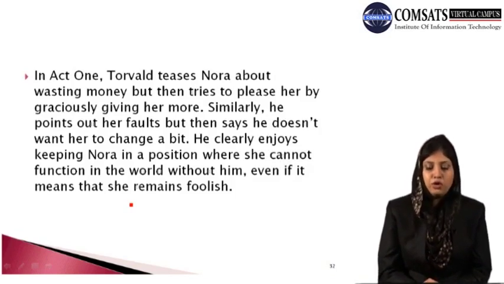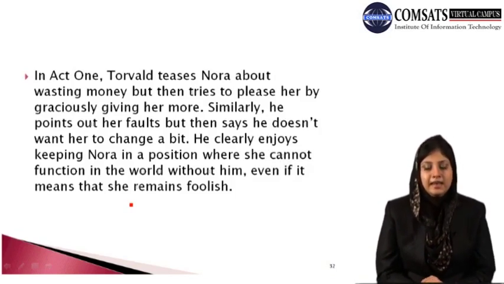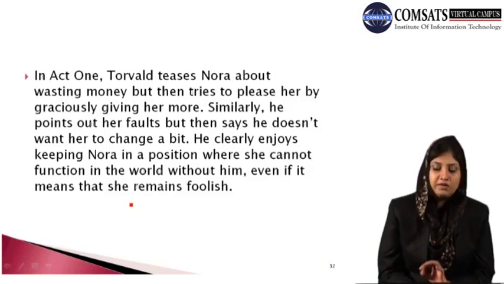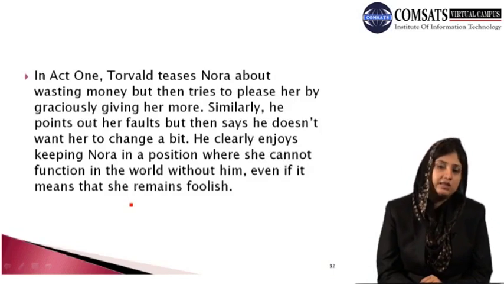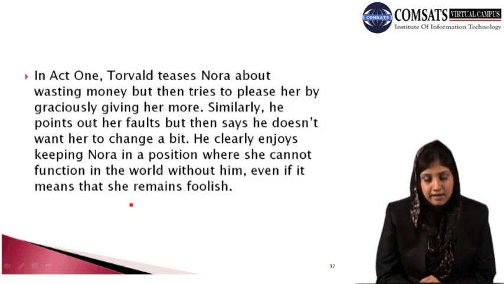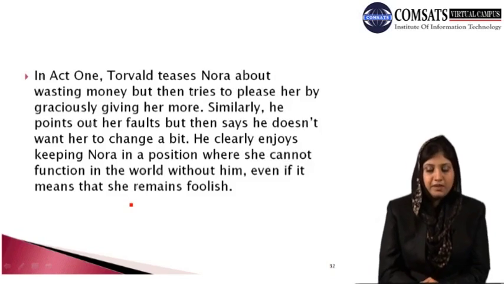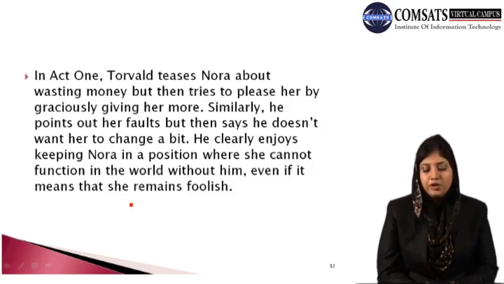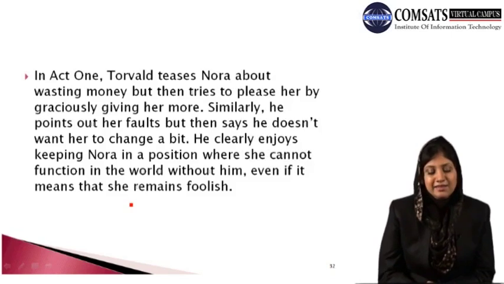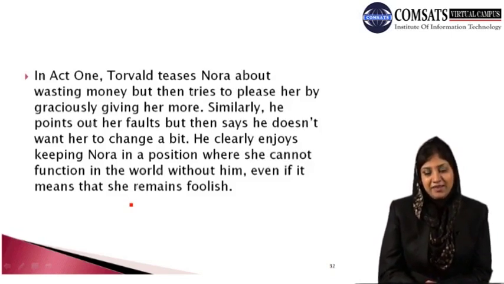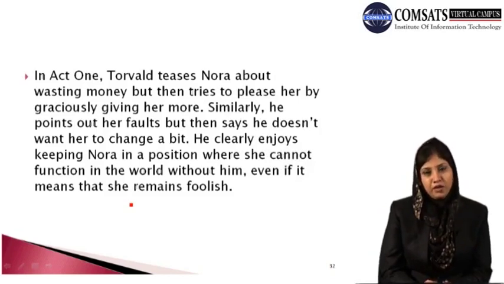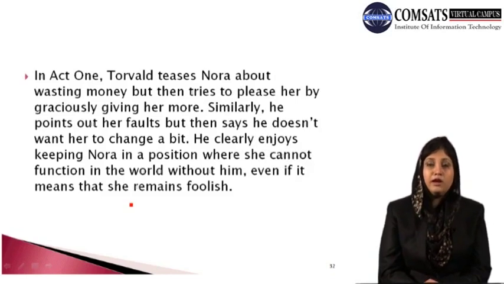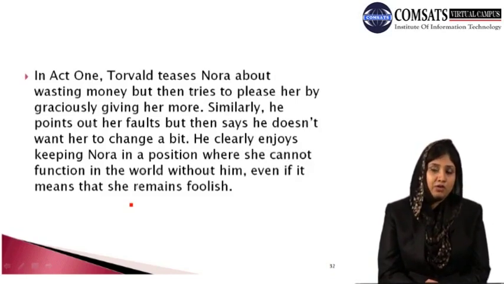What is important to Torvald at this stage is letting Nora understand at each and every step that what she does is of no importance, and she needs guidance at any stage and every stage. Similarly, he points out her faults, but then says he doesn't want her to change a bit. So if there are really flaws in her character, a person who would love Nora would want her to overcome them, would want her to learn how to get rid of them.